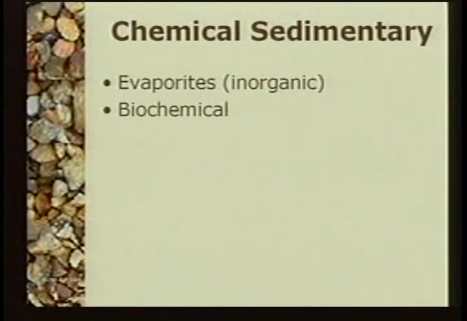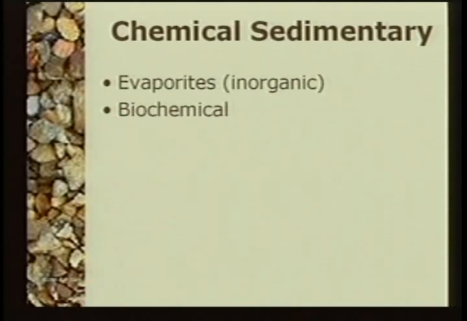Now, what happens if we have sedimentary rocks that are formed not from pieces but by evaporating bodies of water? We can have a special type of sedimentary rock with a crystalline structure known as an evaporite. This is inorganic, meaning that it formed not from a living animal, not from an organism. On the other hand, we can also have chemical sedimentary rocks that are formed by organisms. Pieces of shells, for example. These are biochemical sedimentary rocks.